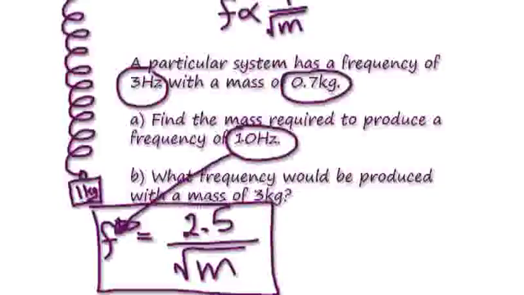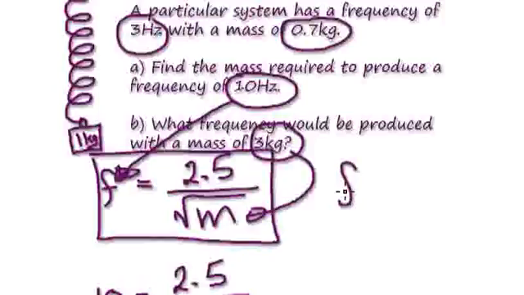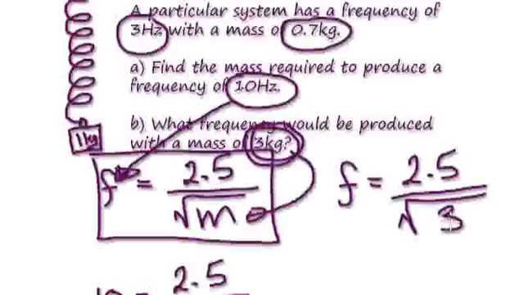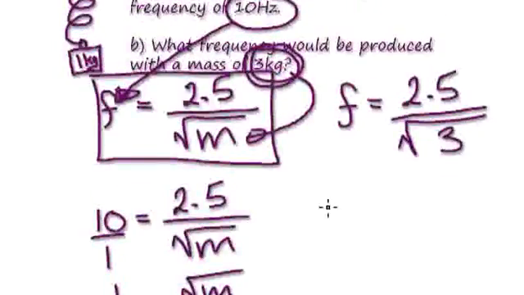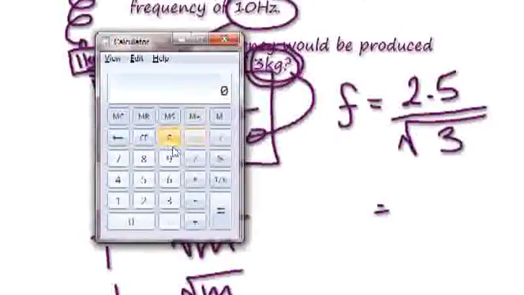Now question B. What frequency would be produced with a mass of 3 kilograms? So now you put this into the m and try and find out f. So now f equals 2.5 over square root of 3. Now it's just a matter of finding out f. So it's going to be 2.5 divided by bracket.